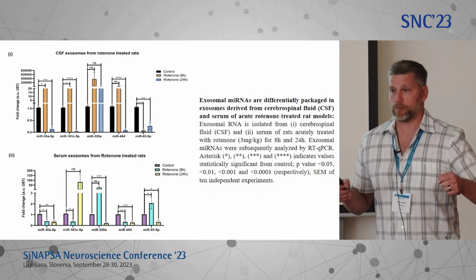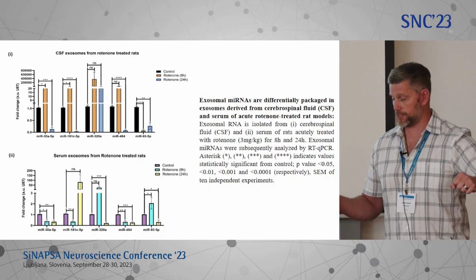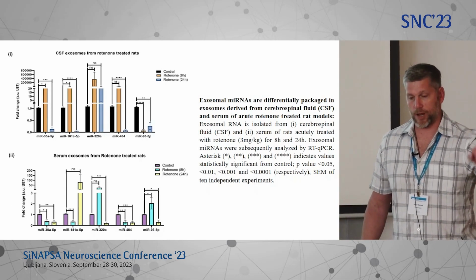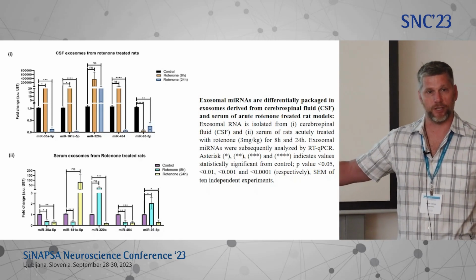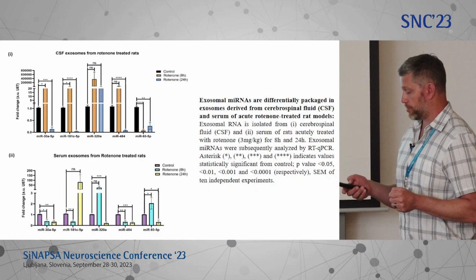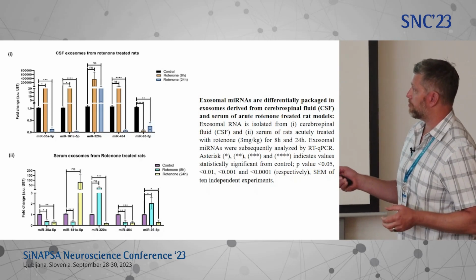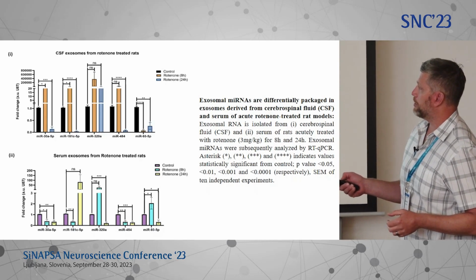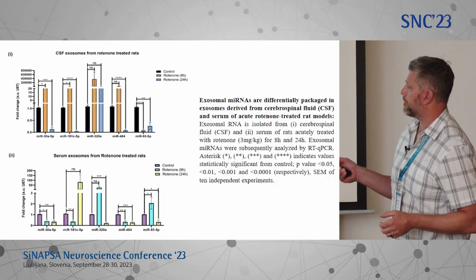We took a rat rotenone model. This is something we've used for many years to model Parkinson's disease. We exposed the rat to rotenone, only a single dose. It normally takes weeks to develop the pathology. We wanted to look at very acute effects, what happens right away. So we took the exosomes, and first thing we got was very similar results to what we found in vitro. Many of these specific miRNAs were altered in terms of regulation.